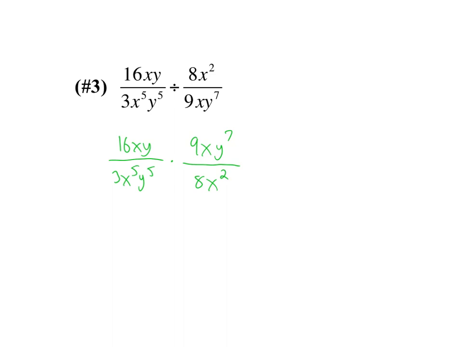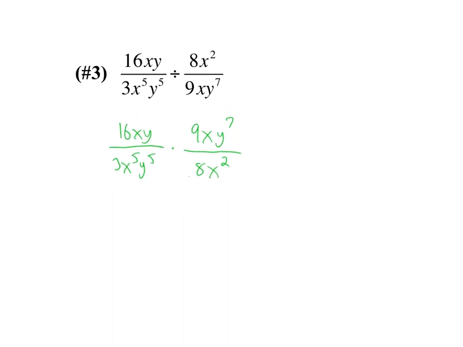Okay, let's reduce some fractions now. Can we reduce 16 and 8? Yep, 8 goes into 8 once, 8 goes into 16 twice, 3 goes into 9 three times. We can multiply straight across now. 2 times 3 is going to be 6. x times x is going to be x squared. Add the exponents: y times y to the 7th is going to be y to the 8th. On the bottom, 1 times 1 is 1. x to the 5th times x to the 2nd is x to the 7th. And then we have y to the 5th, which comes along for the ride.